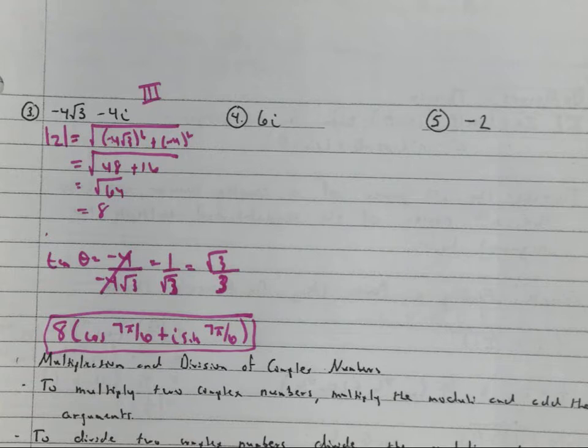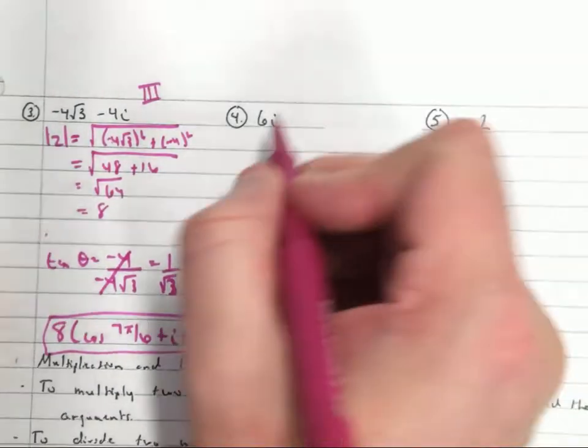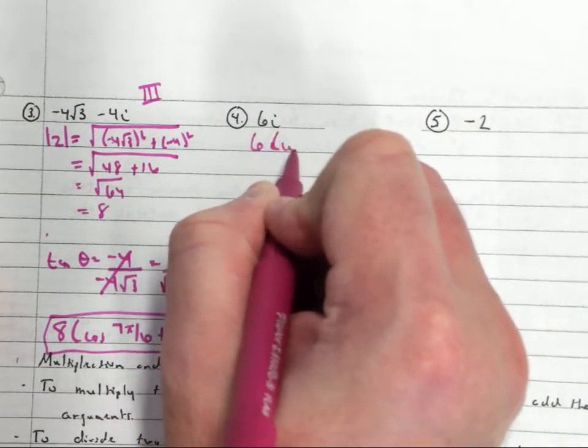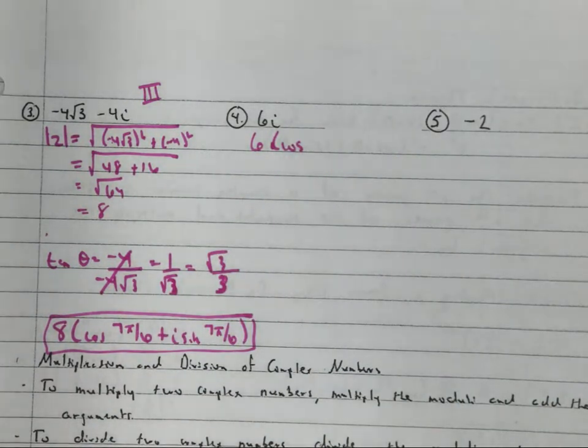Number 4. What's the modulus for number 4? 6. Okay. So we're going to put 6 down. 6 parentheses cosine. If I was to graph 6i, it would be 0 up 6. What angle is that? Pi over 2.